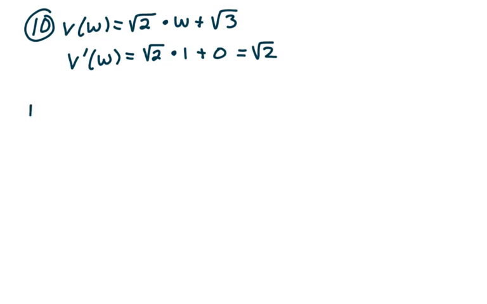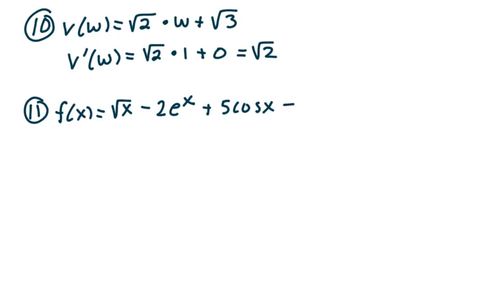Let's take a look at 11. So suppose I had f of x equals square root of x minus 2e to the x plus 5 cosine x minus 3 sine of x. And I want f prime of x. And notice I'm labeling it the derivative the entire time, right? And so now remember, square root of x is x to the 1/2. So I'm just going to write that over there.